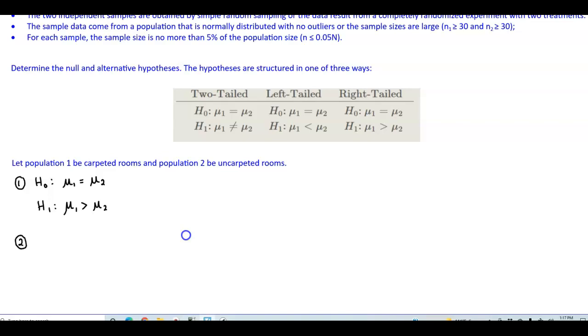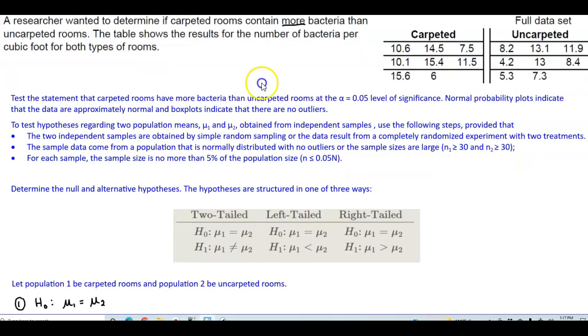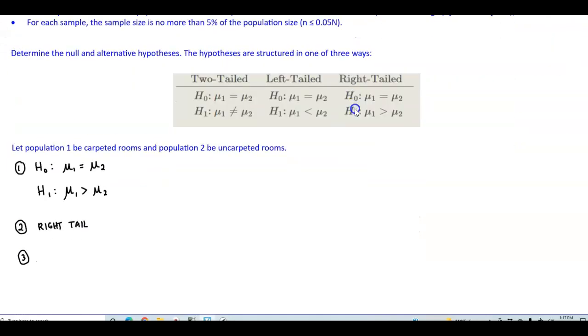Okay, step number 2. We know that it's greater than, so that tells us that we're going to have a right tail. And in the problem, it doesn't give us the significance level. And if it doesn't, then you always choose a 0.05 level of significance. So therefore, in this particular problem, alpha is going to equal 0.05.